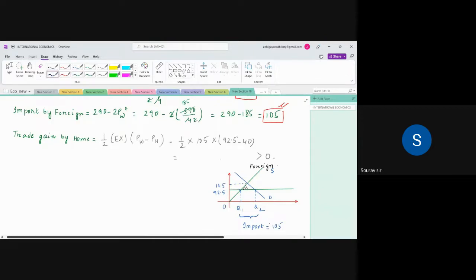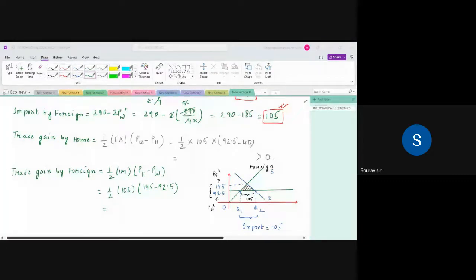So what is the trade gain in this case? It is the area of this triangle. Again, the base is the amount of import, which is 105, into the height. So this is the difference between the foreign equilibrium price, PF star, and the world price, PW star. So trade gain by foreign would be half into import into PF minus PW, so half into 105 into 145 minus 92.5.